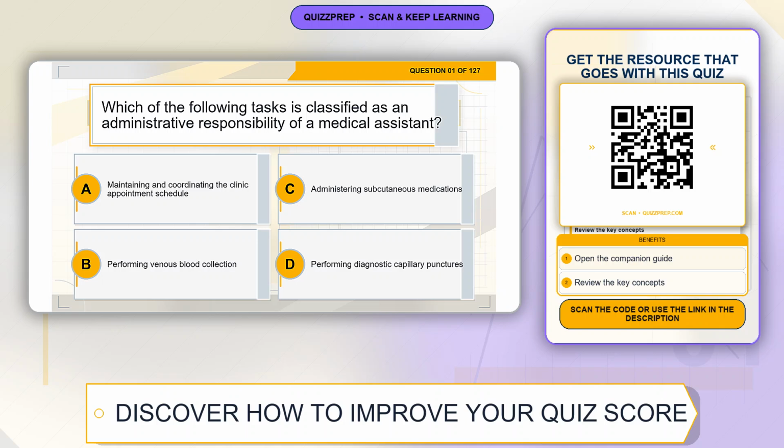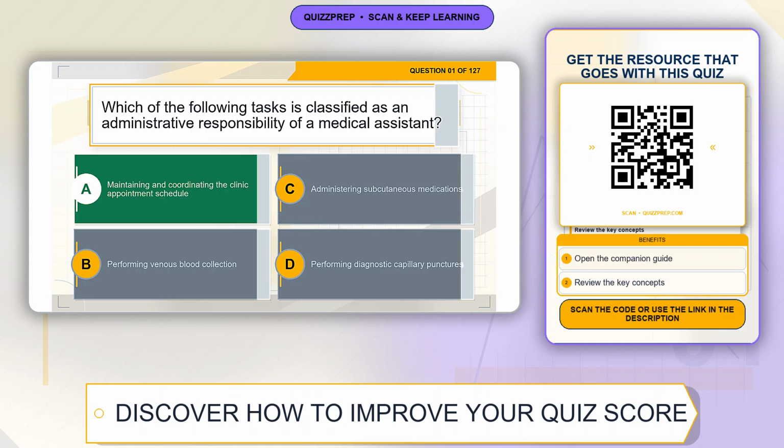Question 1. Which of the following tasks is classified as an administrative responsibility of a medical assistant? Option A. Maintaining and coordinating the clinic appointment schedule. Option B. Performing venous blood collection. Option C. Administering subcutaneous medications. Option D. Performing diagnostic capillary punctures.